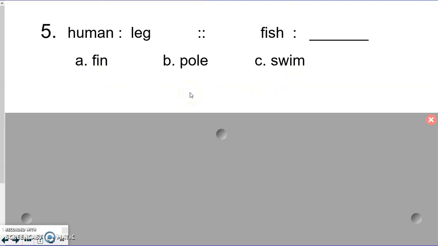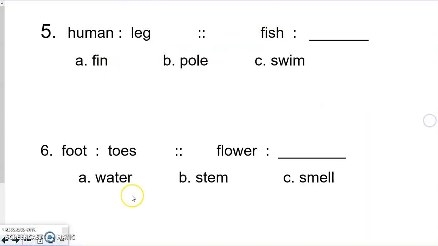And don't let them trick you with the answer choices. Remember, we're looking at whole to parts in this analogy. Human is to leg as fish is to... I hope you show me a 1 for A, which is fin. That's the correct answer. Human is the whole, leg is the part. Fish is the whole, fin is the part. All right, let's do one more. Foot is to toes. So let's decide if foot is to toes is whole to parts or if it's parts to whole. Think about it for just a second.